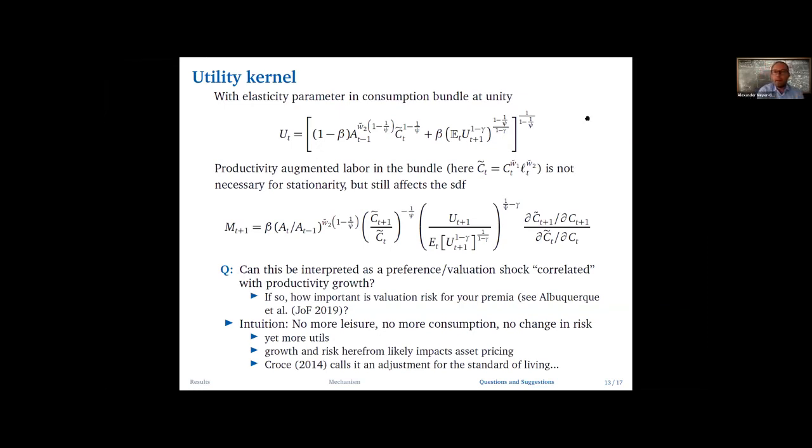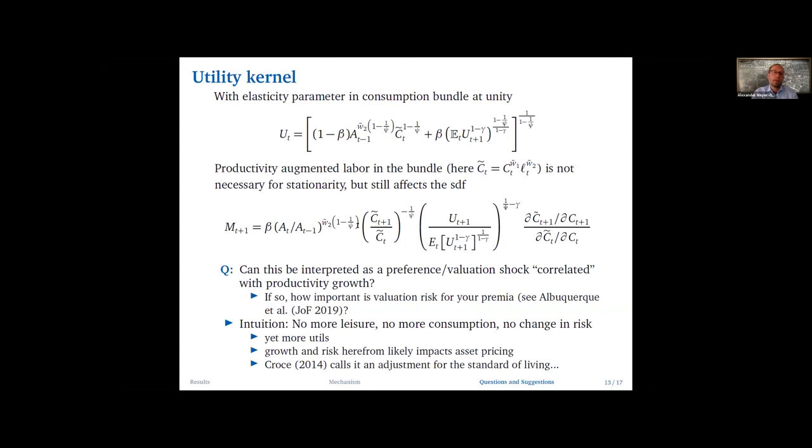So if we redefine this consumption bundle as simply the product of consumption and leisure with these two different weights, we see the effect of adding in this adjustment for the standard of living, and it's giving something that you might be able to interpret as a preference or valuation shock that's correlated, obviously one-for-one, with productivity growth. And I wonder, right, so it's off by one period, right? It's current growth and not expected, or not next period's growth. But nonetheless, this cannot be entirely innocuous.